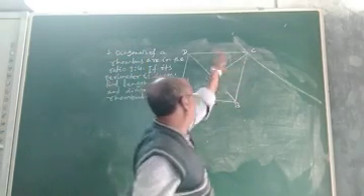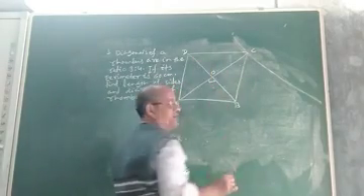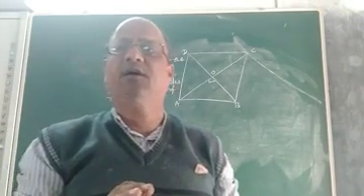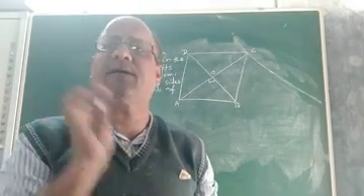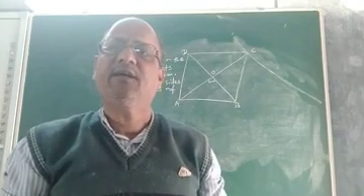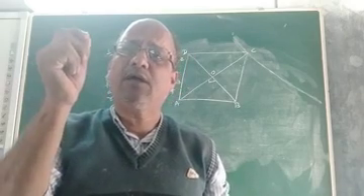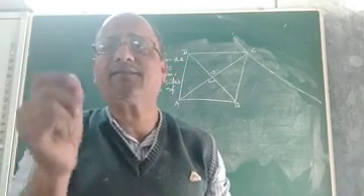Suppose you are given ABCD. See, ABCD is a rhombus. Children, you know what is a rhombus? A rhombus is a parallelogram, that is the first thing. Second, a rhombus is a parallelogram whose one pair of adjacent sides are equal.